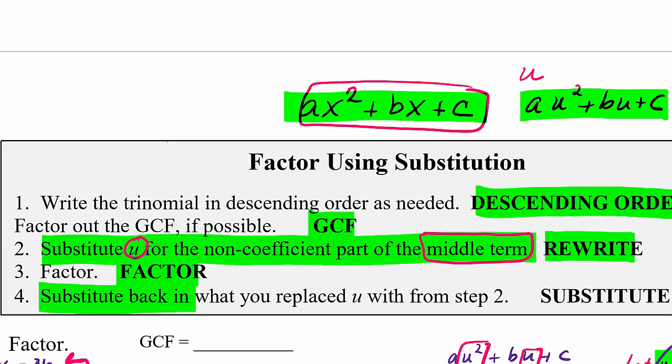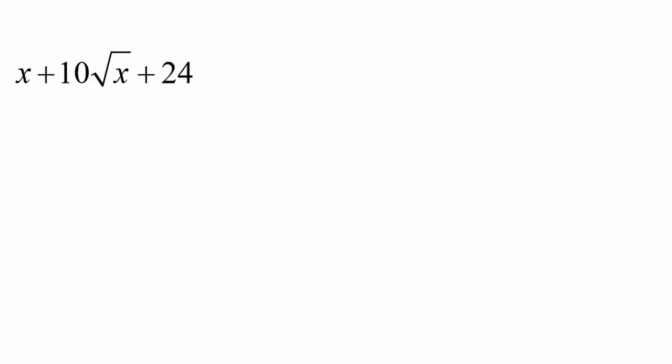In this video, we're going to do trinomials that involve a square root like this. So here we have x plus 10 square root of x plus 24, which is not a quadratic because our highest power is x to the first, right? According to our substitution method, we first look for a GCF, which for these three terms is 1. But then remember, we're trying to rewrite this to look like au squared plus bu plus c.